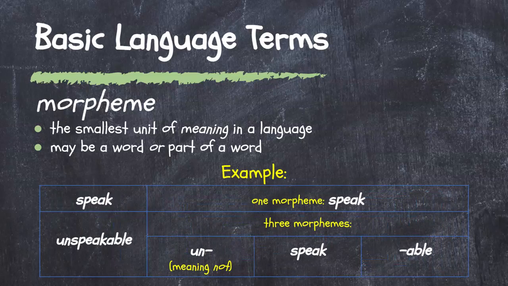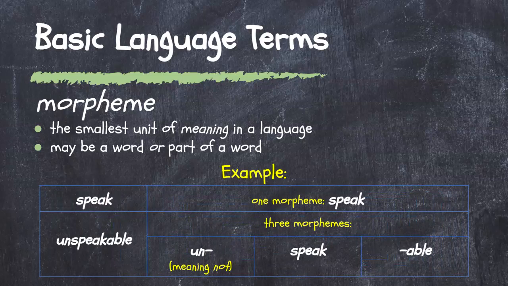The word unspeakable, you can see the word speak in it. That's one of the morphemes, but it has two other morphemes attached at the beginning and the end. The prefix un at the beginning, which means not, and the suffix, the ending, able, which means capable of. So if something is speakable, you'd use that to describe a word that can be spoken. If it's unspeakable, it means it can't be spoken, or more often, it means something that should not be spoken. So an unspeakable crime, for example, is one that's so horrible that people are unwilling to even talk about it.